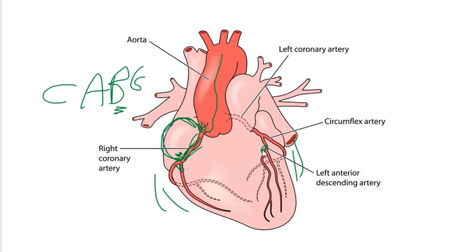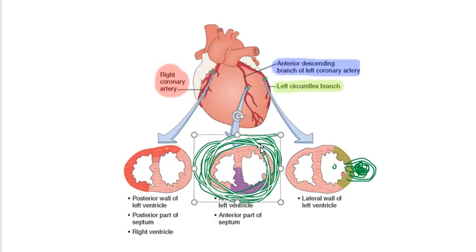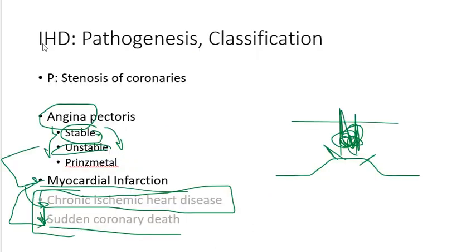The problem is that you've got a blockage somewhere. This is what the coronaries look like. This is what the coronaries feed. I gotta clean this up. Do remember this, it is quite nice. These are the forms of ischemic heart disease, and they are a continuum.